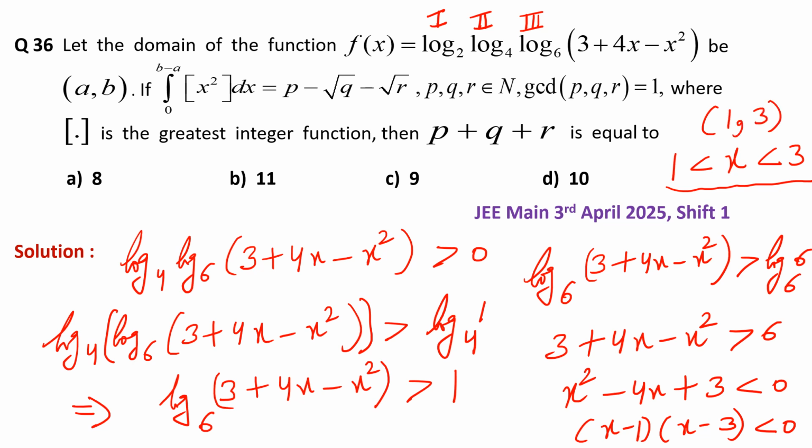Right? So upon comparison, now I can write the value of a as 1 and value of b as 3. Now we move further. Now students, we have got the value of a as 1 and b as 3.